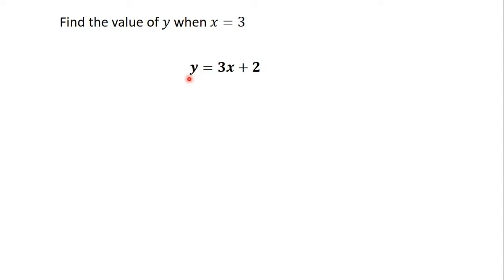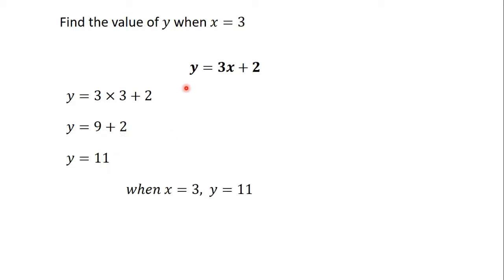When we do that, we will have y is equal to 3 times x, which is now 3. So we have 3 times 3 plus 2. 3 times 3 is 9, so that will give us 9 plus 2, and 9 plus 2 will give us 11. So when we use the equation of the straight line, when x is equal to 3, y is equal to 11. But this is not what the question wants us to do. The question wants us to use the graph to find the value of y when x is equal to 3. Now let's learn how to do that.